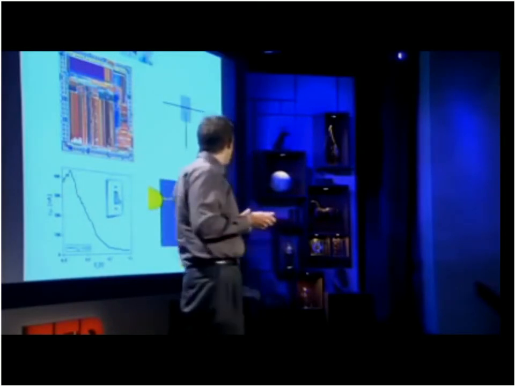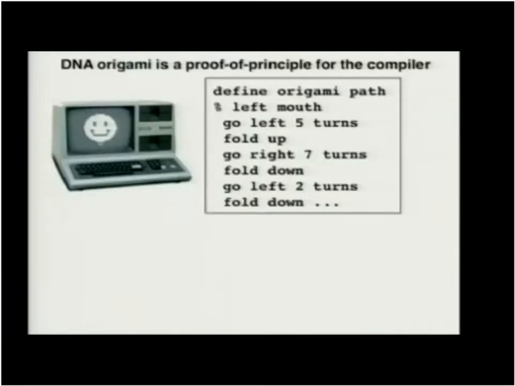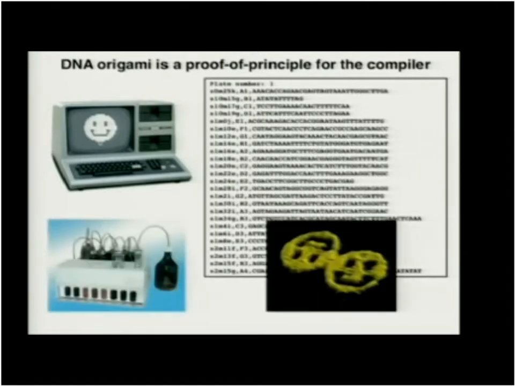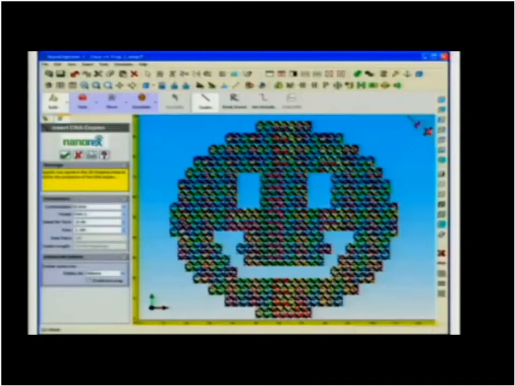Now, I want to get back to that compiler. The DNA origami is a proof that that compiler actually works. So you start with a high-level description of the computer program, a high-level description of the origami. You can compile it to molecules, send it to a synthesizer, and it actually works. And it turns out that a company has made a nice program that's much better than my code, which is kind of ugly, and will allow us to do this in a nice visual computer-aided design way.